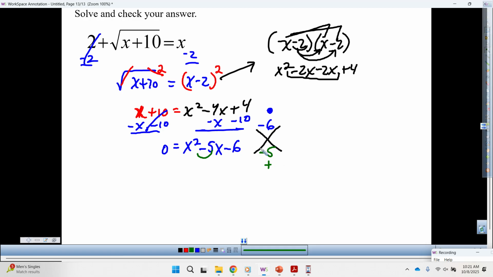All right. Let's go with Jaime. What two numbers? Negative 6 and positive 1. Negative 6 times positive 1 is negative 6. Negative 6 plus positive 1 is negative 5, yes? So, we break up the x squared into x and x. Write the negative 6 and the positive 1 equal to 0. Set each one equal to 0.